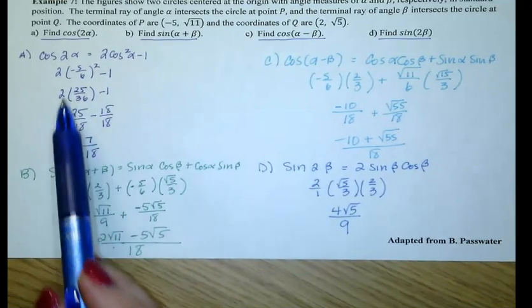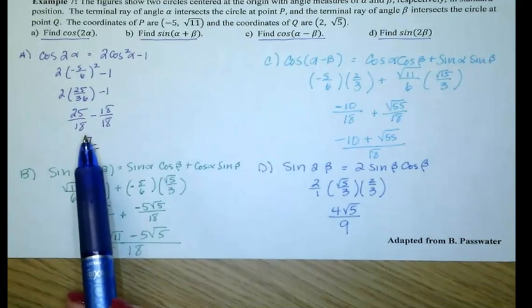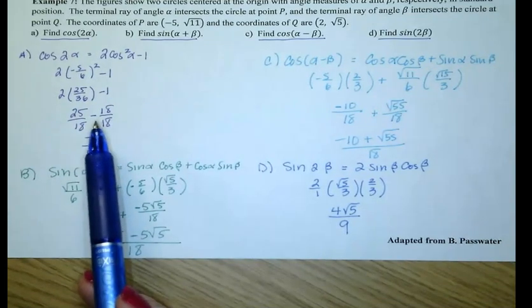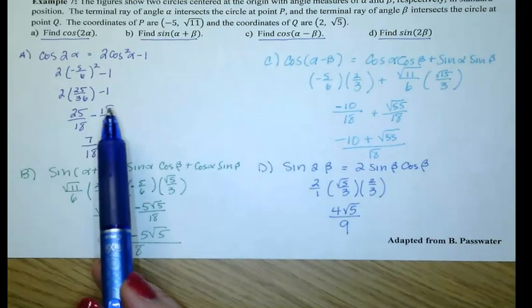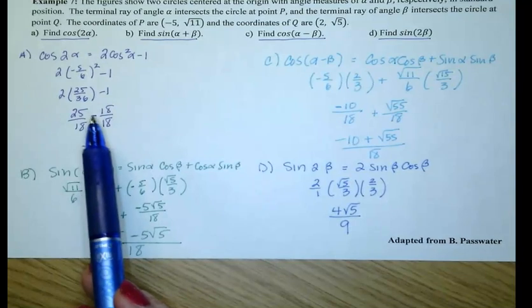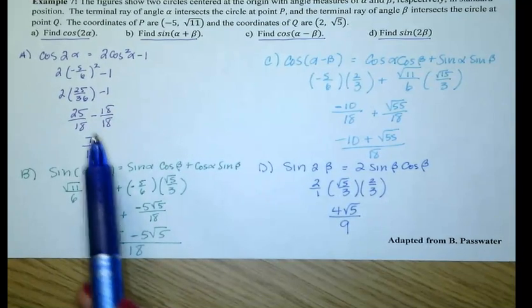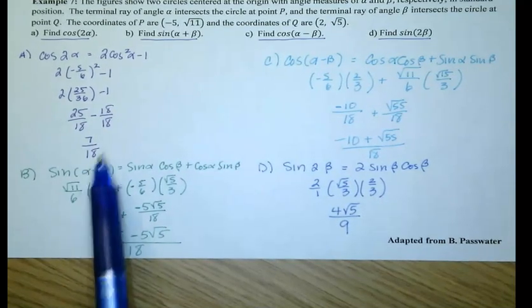So when I multiply these two fractions together, I get 25 over 18 minus, and I changed the whole number 1 into the fraction 18 over 18 so that I could combine my numerators. 25 minus 18 gives me 7 on top and the 18 on bottom. So that's my answer for A.